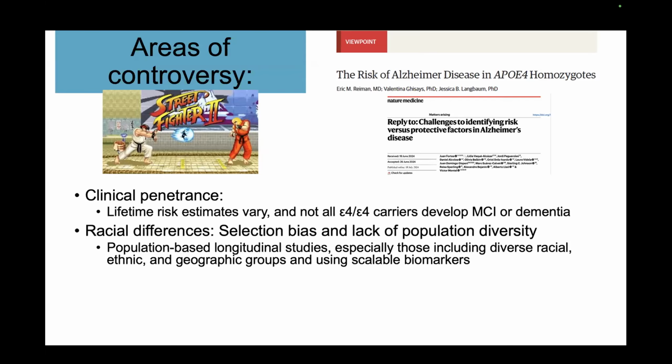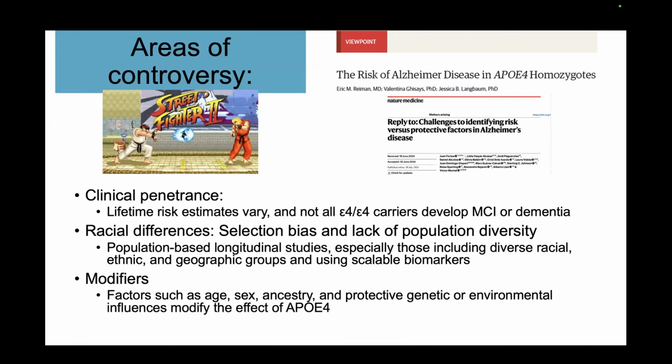Also, another very important point is the racial differences and the selection bias that we might have, and the lack of population diversity in the study, which is very clear. This is a problem that we have in AD research in general. Basically, most of the research so far has been done in the US and Europe with people of Caucasian, European descent, and we really need diversity, and you'll see that this can be very important specifically in this area of research. So we really need population-based longitudinal studies, especially those including diverse racial, ethnic, and geographic groups, because things can be different. And I'll show you some of the results.